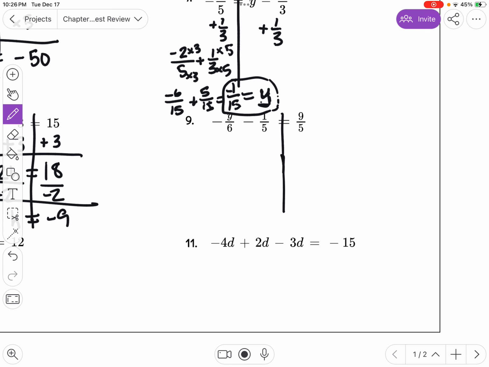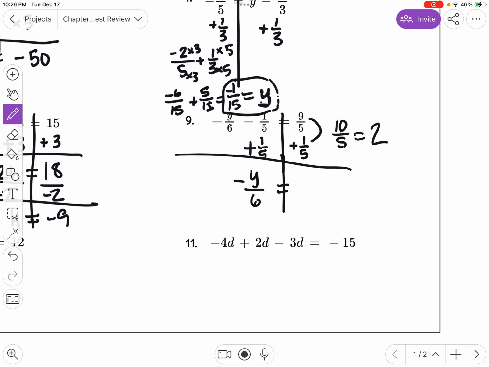Again, I have a two-step equation. I see that I need to add 1/5 first since it's not attached to the variable. Add 1/5 on this side as well. That leaves me with negative y over 6 is equal to 9/5 and 1/5. That is a total of 10/5. 10 divided by 5 is also just 2. So I'm going to write 2 there.